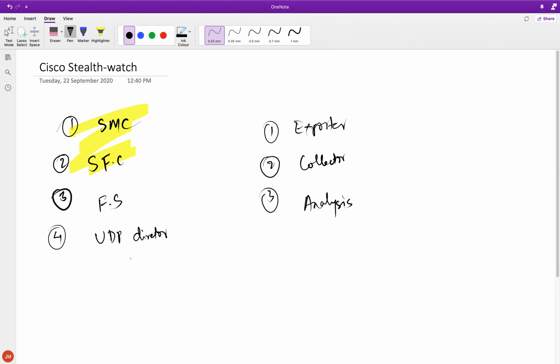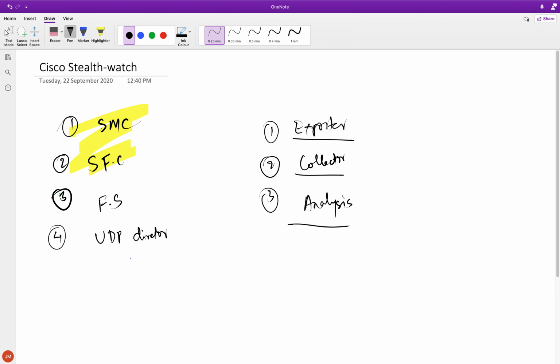The exporter basically tells NetFlow what kind of packets to match against and what data to collect. That is what is configured in your exporter. Then you have the collector. Think of it as a hardware or software appliance which will collect these NetFlows from different parts of the network. And the last part is your analysis. So these three components are industry standard terms: exporter, collector, and the analysis software.